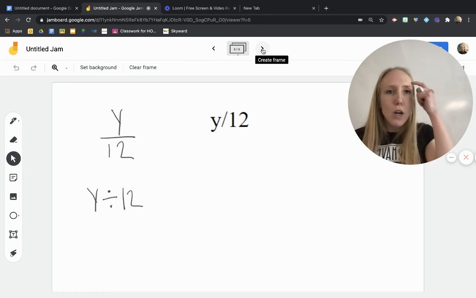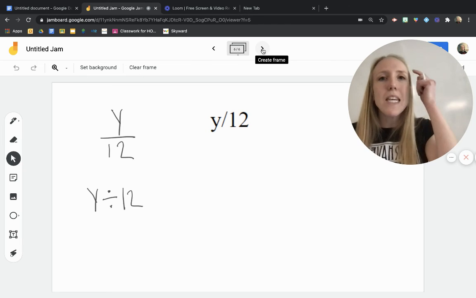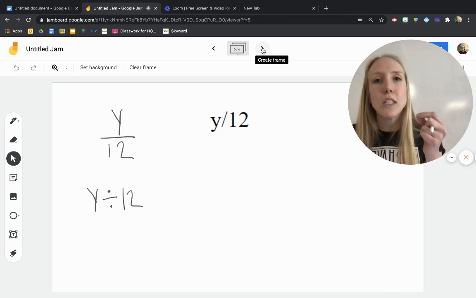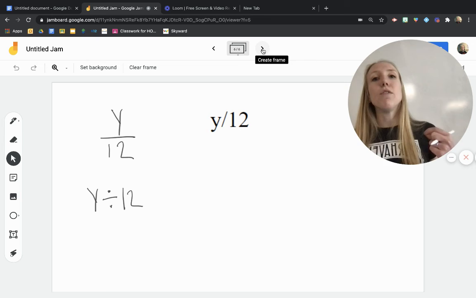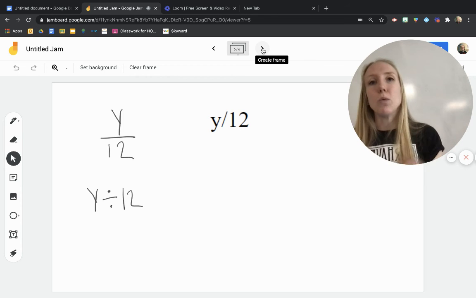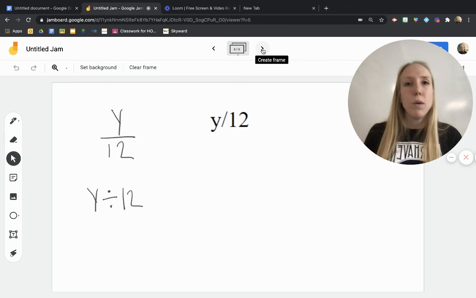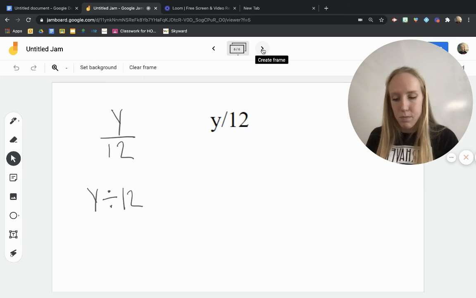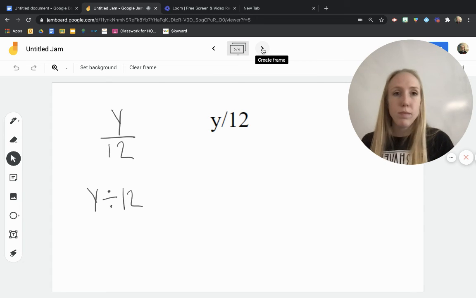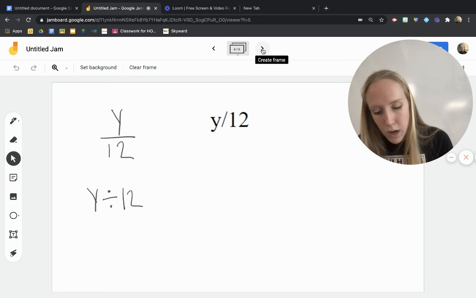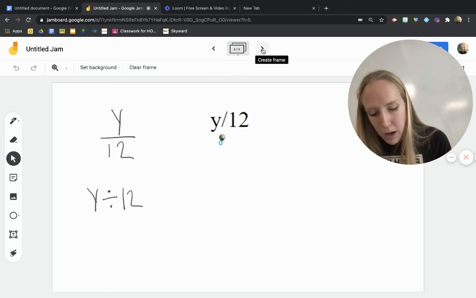Now, I want to know, what is the inverse of divide by 12? What is the opposite of divide? What is the inverse of divide? The opposite of divide is multiply. So we are going to multiply by 12.